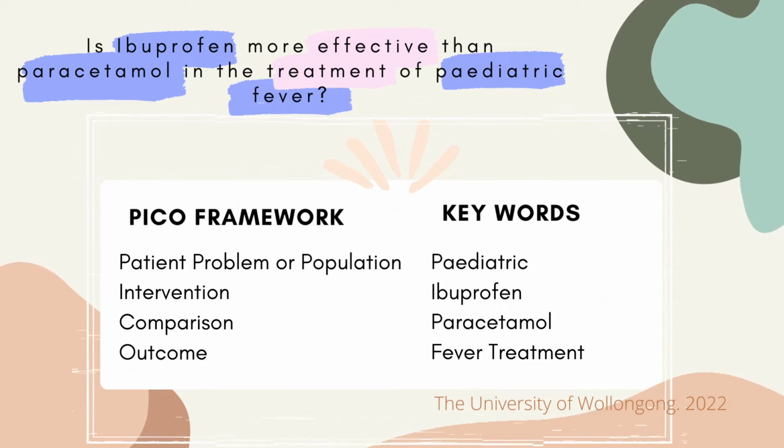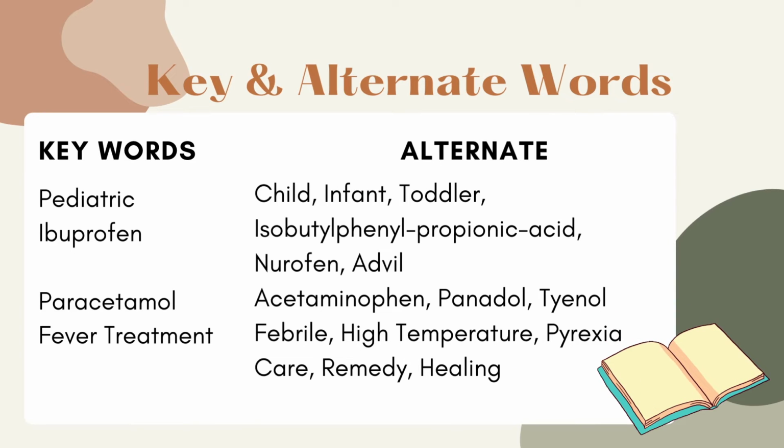In the PICO framework, the acronym relates to P for population or problem, I for intervention, C for comparison, and O for outcome. In this clinical question, I have identified the population group of pediatrics. Our intervention is ibuprofen, and ultimately its effectiveness. Comparison, paracetamol, and our outcome is fever treatment.